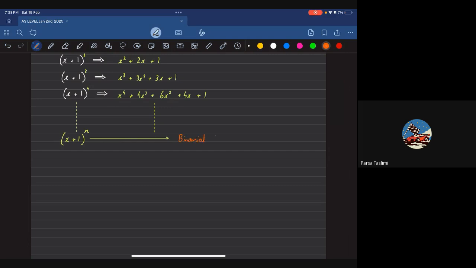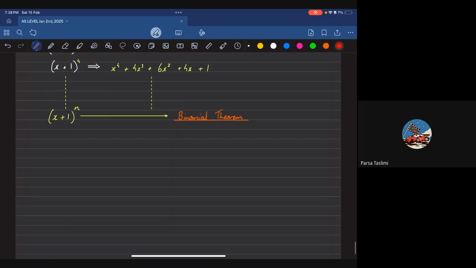Binomial theorem, which is very simply just this: if I write down the general form of the binomial theorem, it is going to be... let me reduce this arrow. Oh wow, it doesn't reduce.